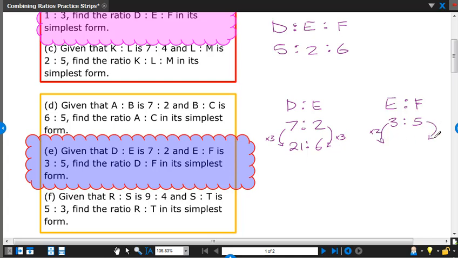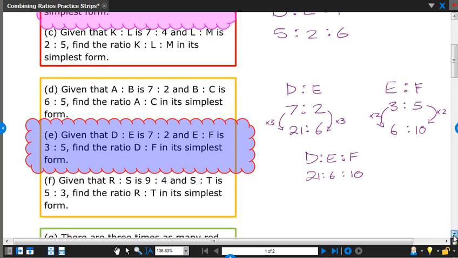And then we multiply F also by 2, of course, which coincidentally is over here, which is not a coincidence actually. Alright, so we get 6 to 10. So now we can say D, just like we did before, D to E to F is 21 to 6 to 10. They want to know what is the ratio of D to F in its simplest form.